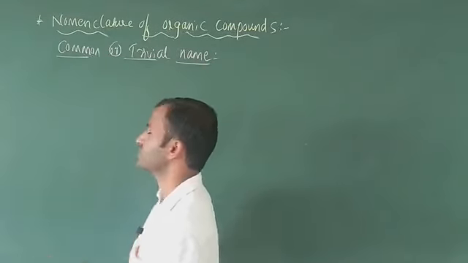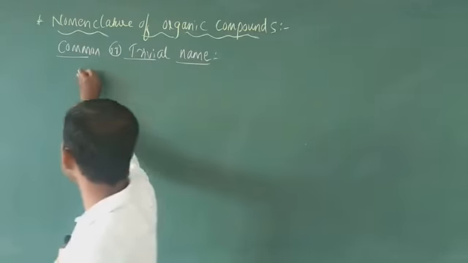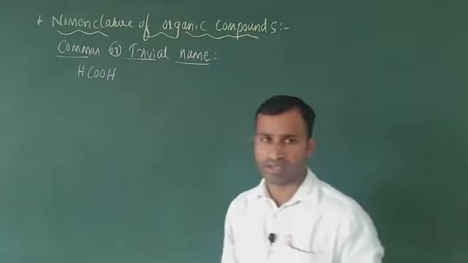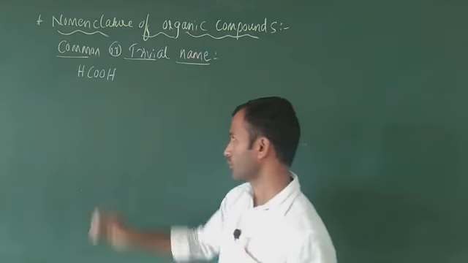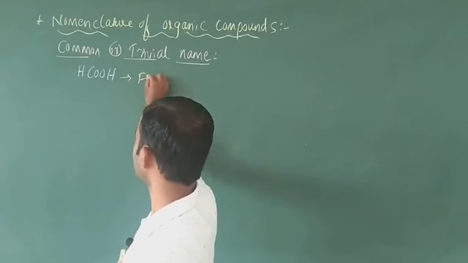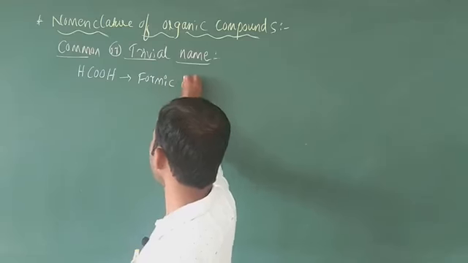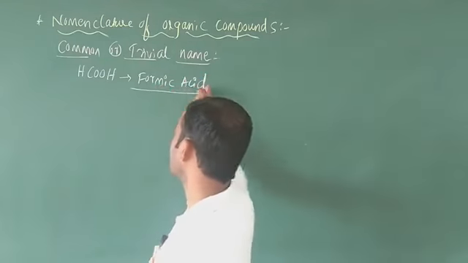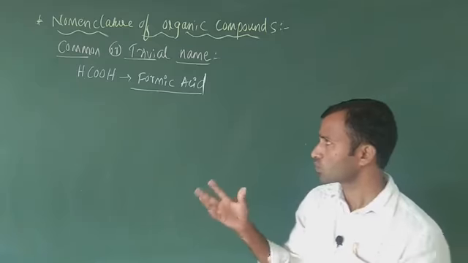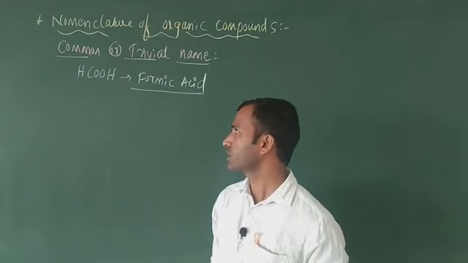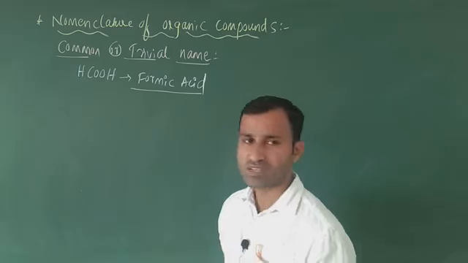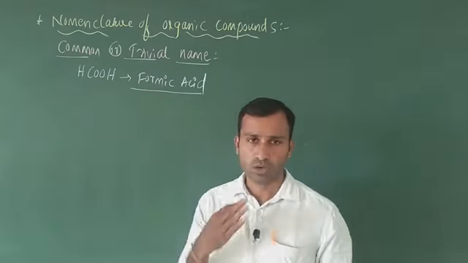First, we will consider two examples. The first example is HCOOH, which is called formic acid. This formic acid is a common name. In older days, when scientists found a compound, they gave it a name of their own interest. But nowadays it is not like that; it is compulsory to give the IUPAC nomenclature.